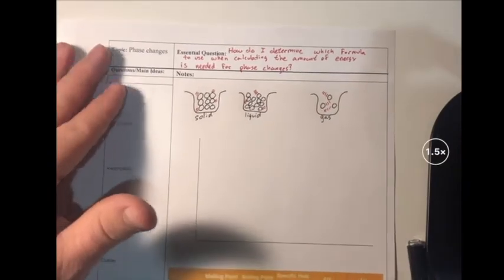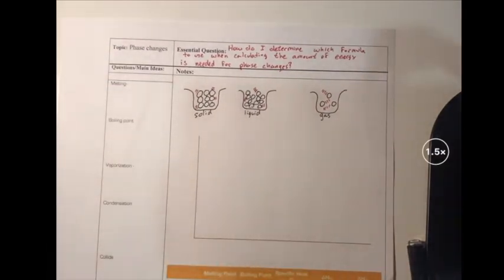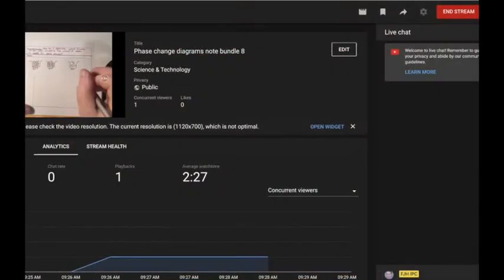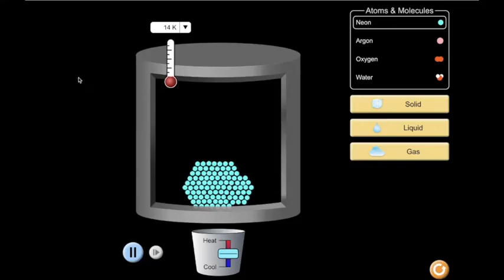Now, to see what this actually looks like, let's go to a PhET simulation. Okay. So here's a PhET simulation. We have here a whole bunch of different particles. In this case, it's neon particles. Now, right now, they're close together and they're packed. This would be a solid, right? They're close together and packed. Notice there's a little bit of movement going on. Not much, but there's still some.